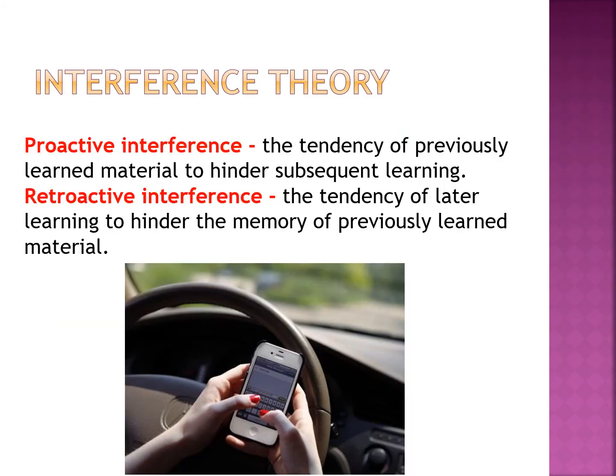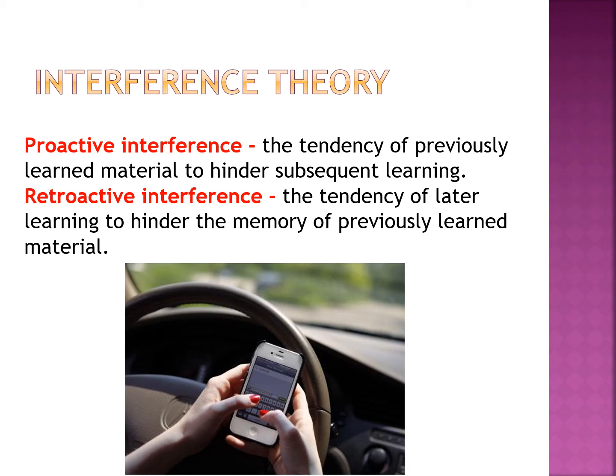Okay, so interference theory is talking about, hey, the reason why we cannot remember something is because something else gets in the way. There's some sort of, as it says, interference. So we have two types of interference. We have proactive and we have retroactive. So as it says, proactive, the tendency of previously learned material to hinder subsequent learning, to hinder new learning.